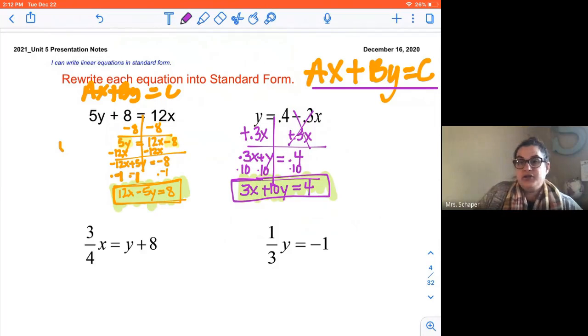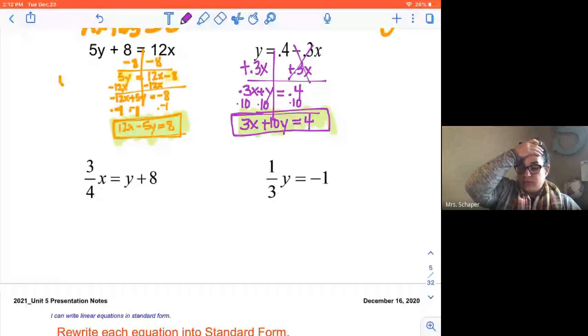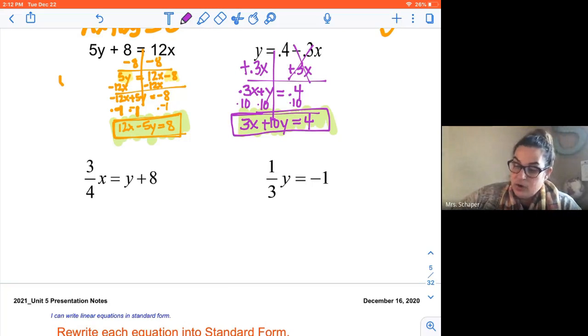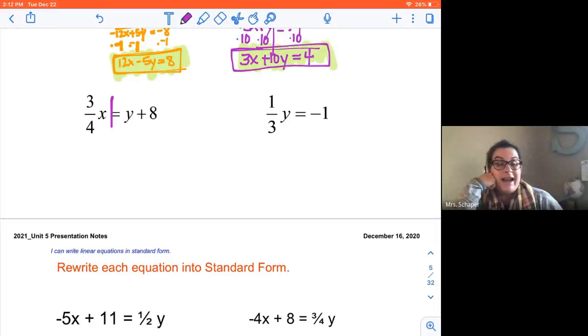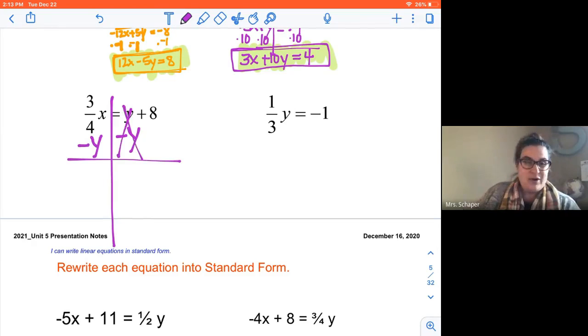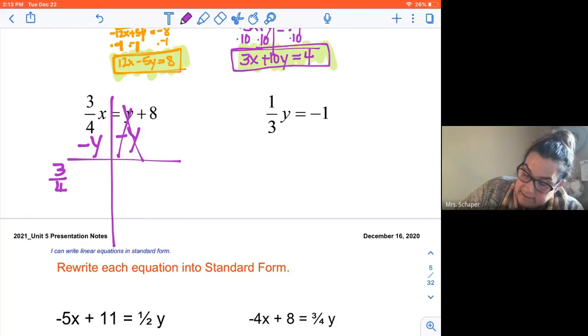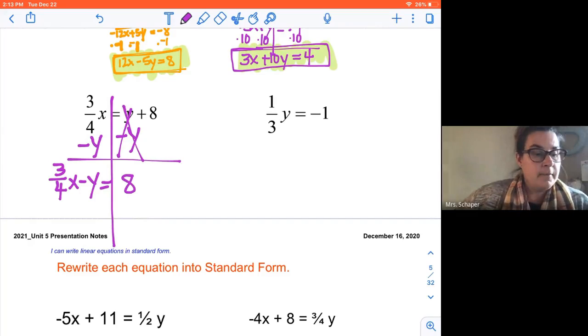All right, let's try two more here. So 3/4 x equals y plus 8. When I'm looking at this, I need to get x and y on the same side. So I'm going to subtract y from the right side, because y minus y is 0. I can't have a y on the right. So 3/4 x minus y equals 8. Now I have it in the right form.